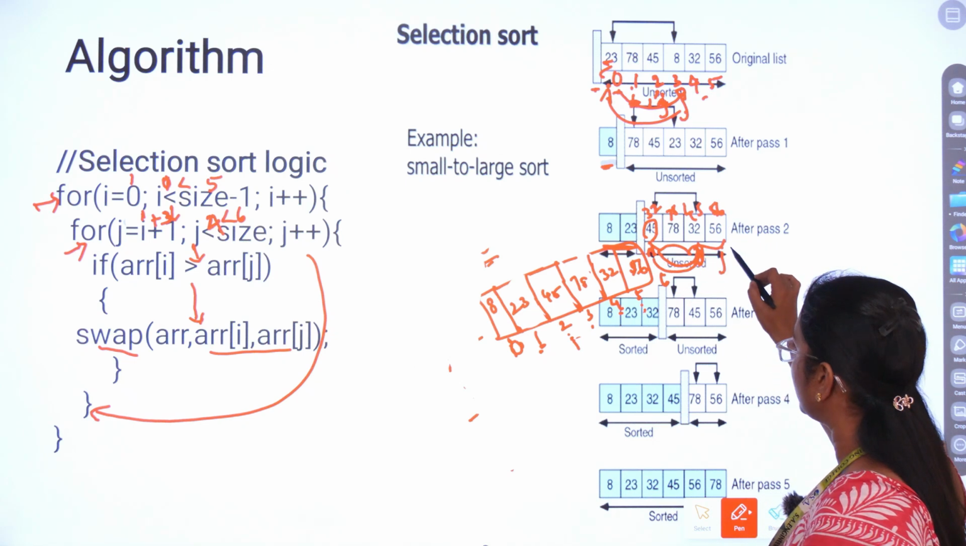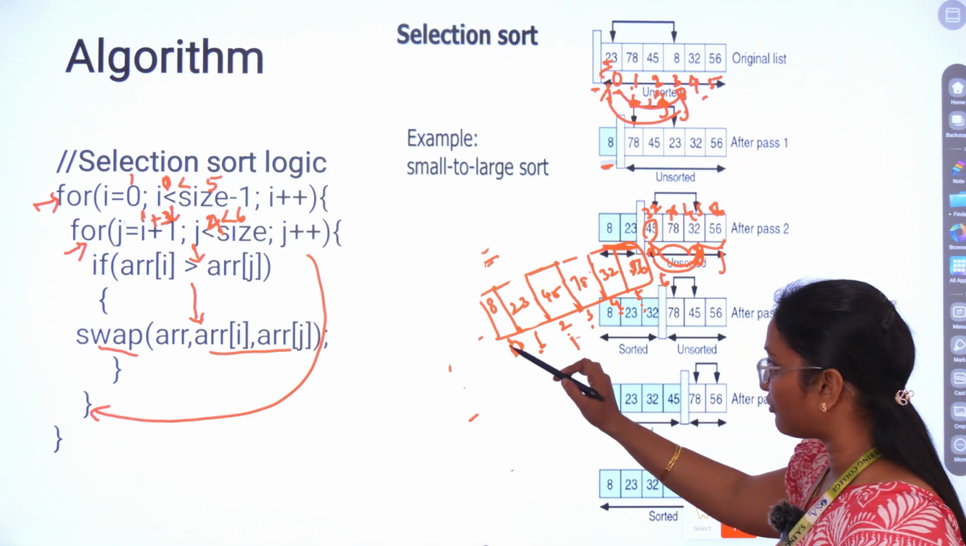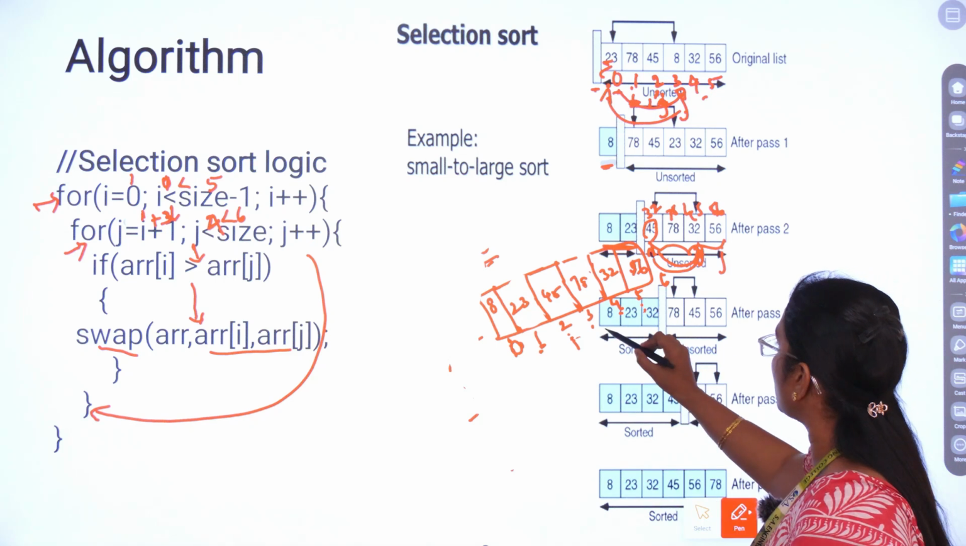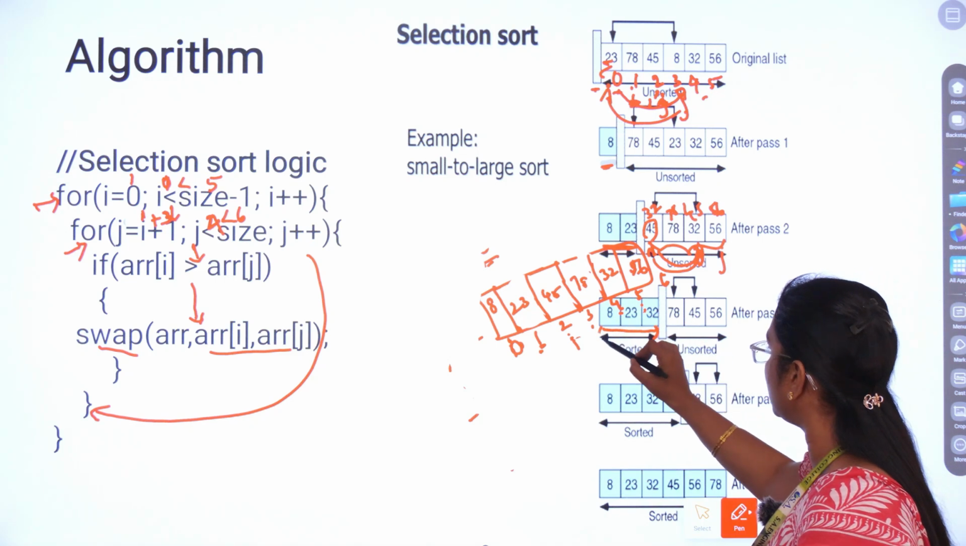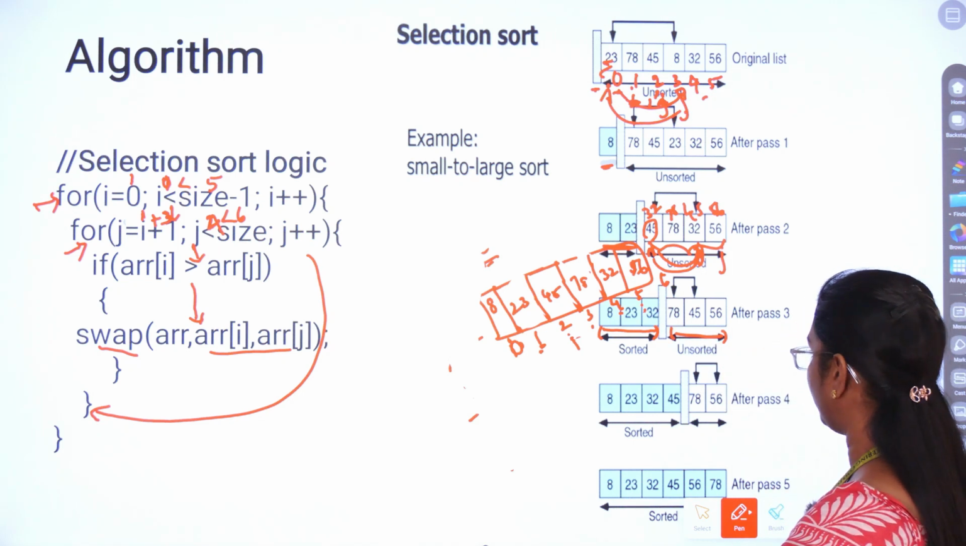Now j value is 56, I value is 32. Is 32 greater than 56? No, the condition becomes false. Then we come out of the loop. Now the sorted array is 8, 23 and 32. The unsorted array is 78, 45 and 56.